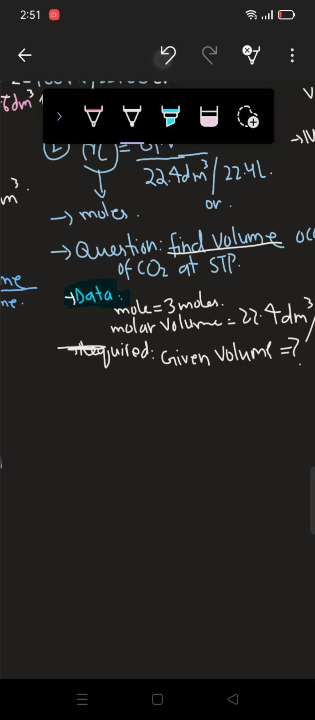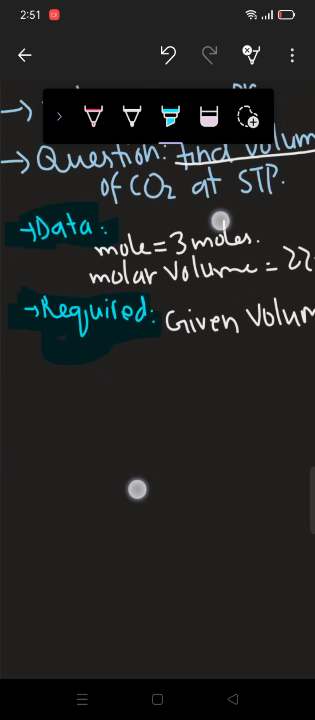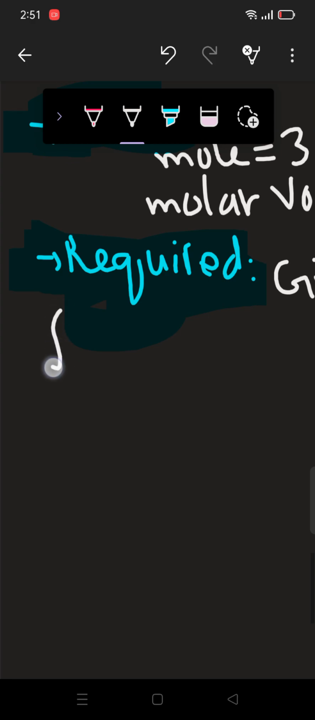So now we have written the required. What is given in the question first? Initially we have the number of moles, we have molar volume as well, and required is given volume. Now we need to write the formula.